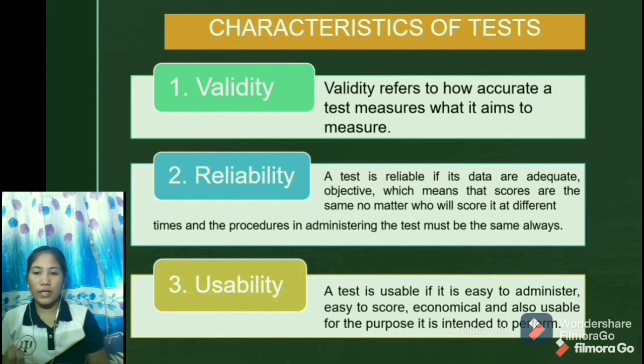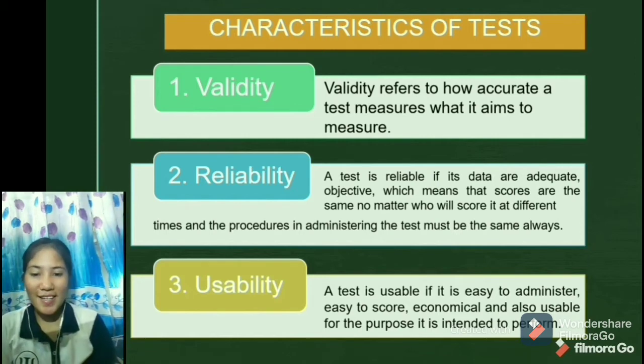Second, it must correlate highly with a similar test of already known validity. And third, it must be able to predict the performance of individuals in the same subject. And fourth, the test must be able to place an individual in a group to which he or she really belongs. Second is reliability.